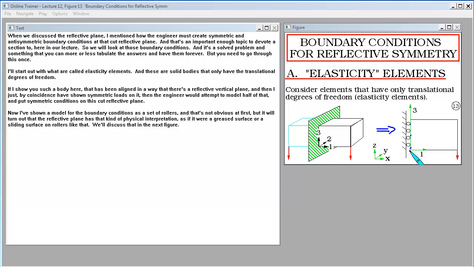Now, I've shown a model for the boundary conditions as a set of rollers, and that's not obvious at first, but it will turn out that the reflective plane has that kind of physical interpretation, as if it were a greased surface or a sliding surface on rollers like that. We'll discuss that in the next figure.